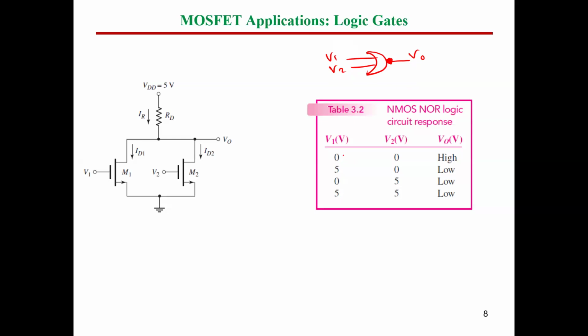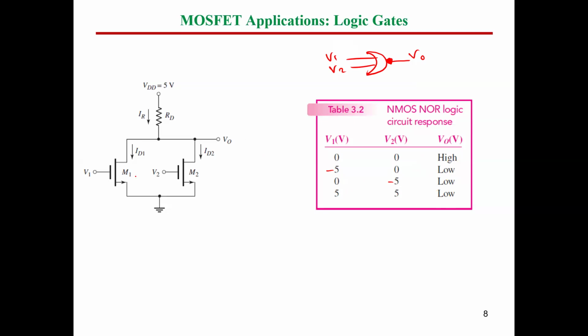So if you have any of the inputs active high, the output will be active low. As you can see here, this is active high, so the output is active low. This is active high, so the output is active low. Both are active high, so the output is active low. So it's the NOT of the OR logic. Only when both are active low will the output be active high.